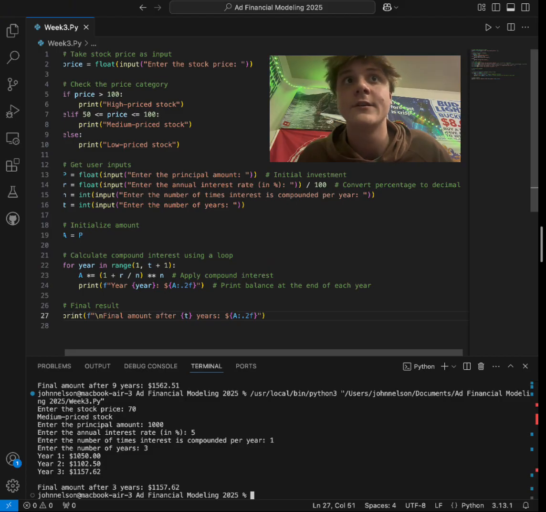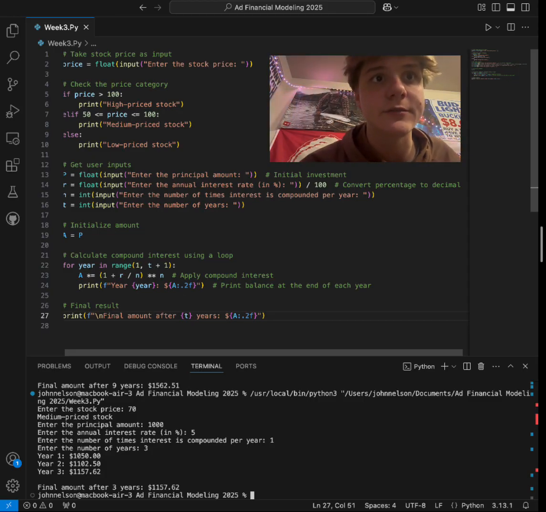If price is greater than 100, print high price stock. If 50 is less than or equal to the price and the price is less than or equal to 100, print medium price stock. And else print low price stock. That's pretty much saying if it is less than 50, but you don't really need to say that.